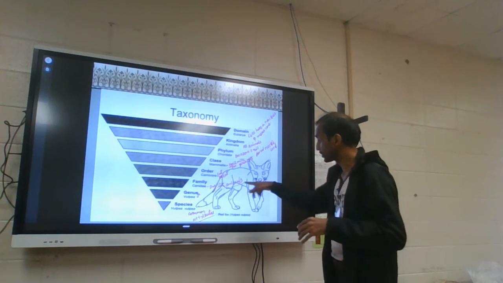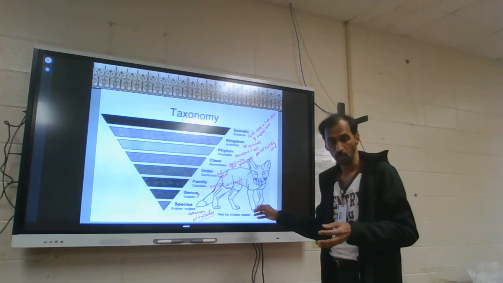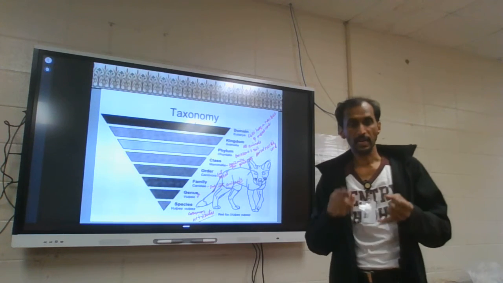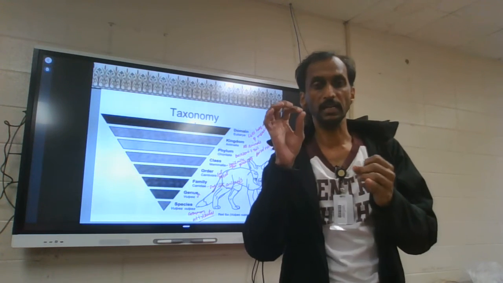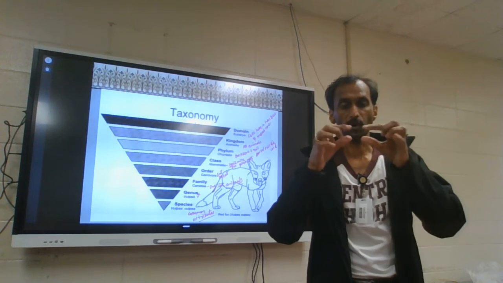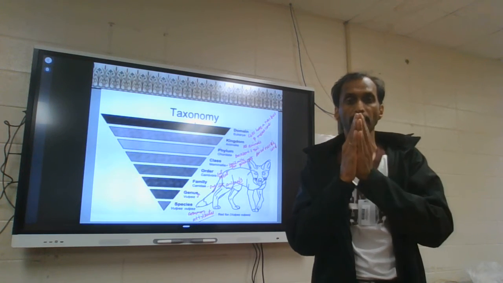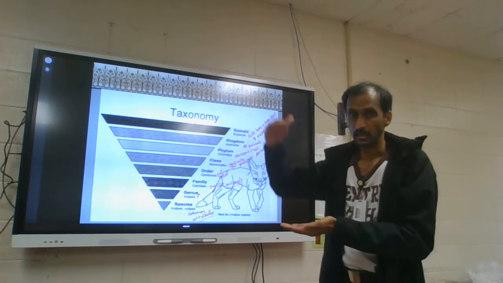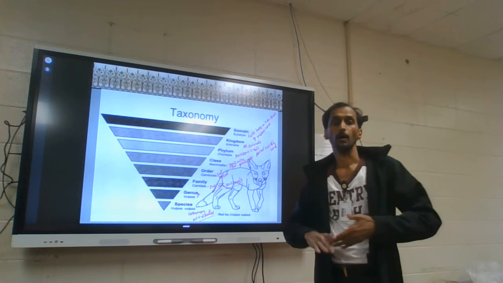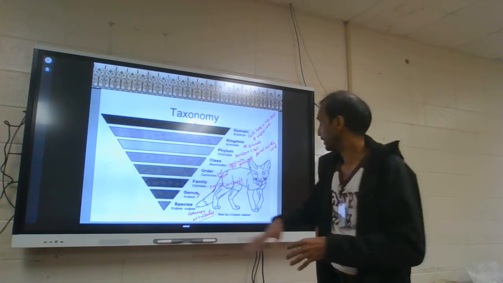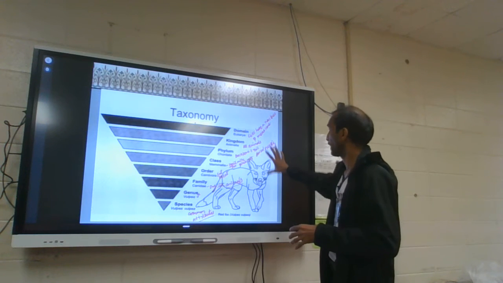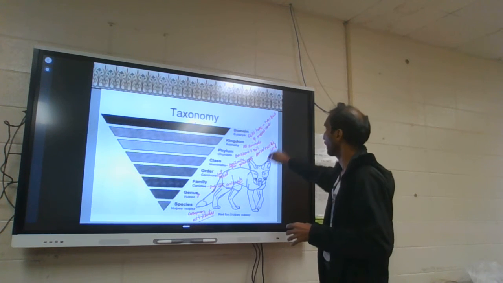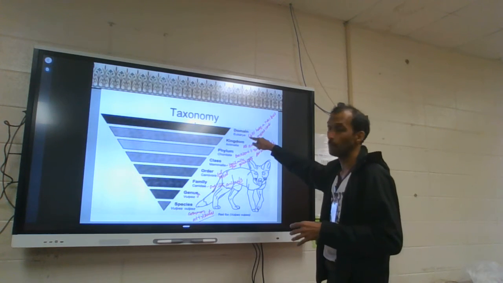For example, you see this living thing, which is a red fox. It is made up initially of tiny cells. They formed together to make an organism. Some organisms made a body part. The body parts together make a full animal. So all animals come under this domain.